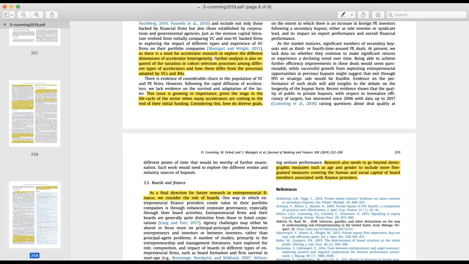However, they have suggested that all these have been studied, but there are new measures that need to be addressed, that is the human and social capital of the board members, and how it affects the financial provider. So you need to study this. Now this is a new research area, this is a gap that needs to be bridged. So we have found a gap.